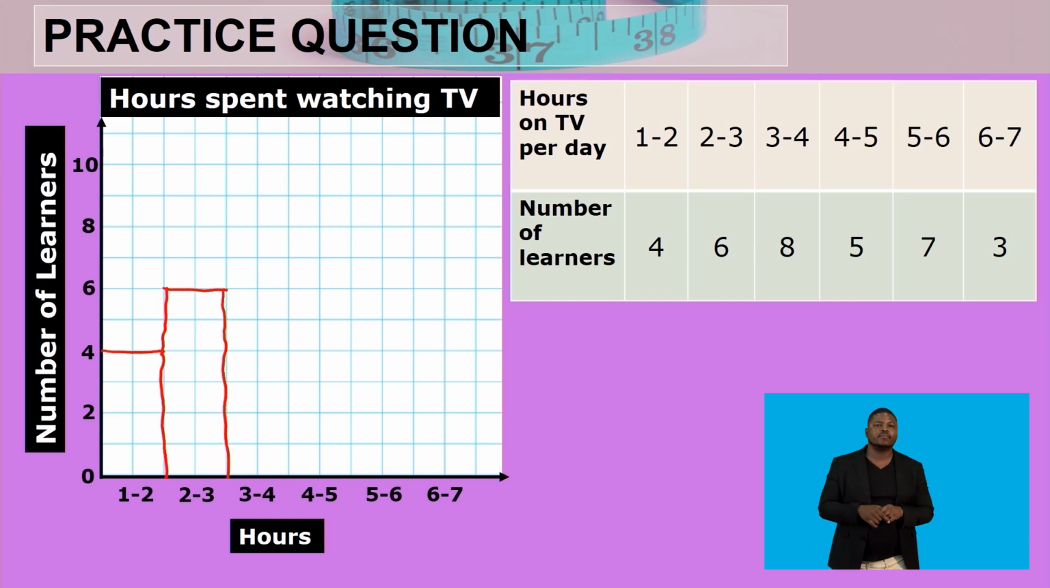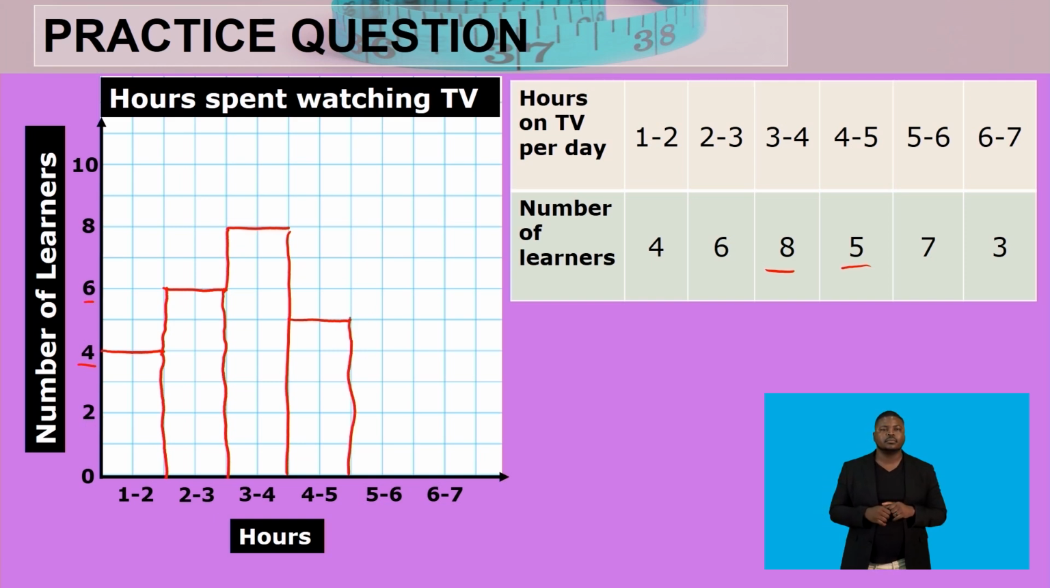Then between 3 to 4 hours, we've got 8 learners. So it means our graph is increasing just like that. Between 4 to 5 hours, we've got 5 learners. There are 5 learners there. Then between 5 to 6 hours, we've got 7 learners, which will be between 6 and 8. So 7 learners is there.